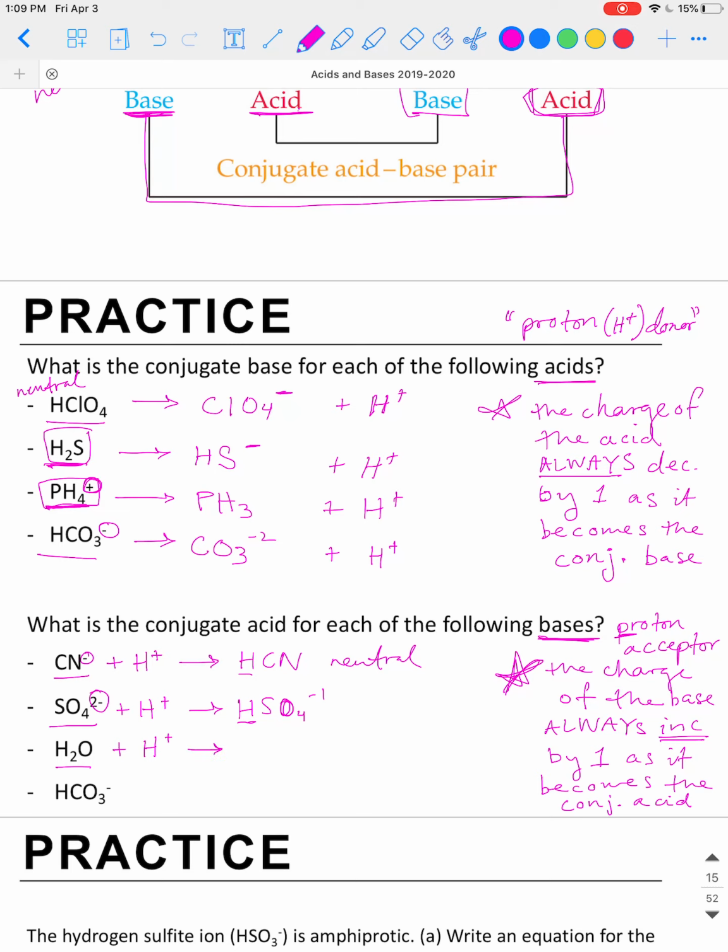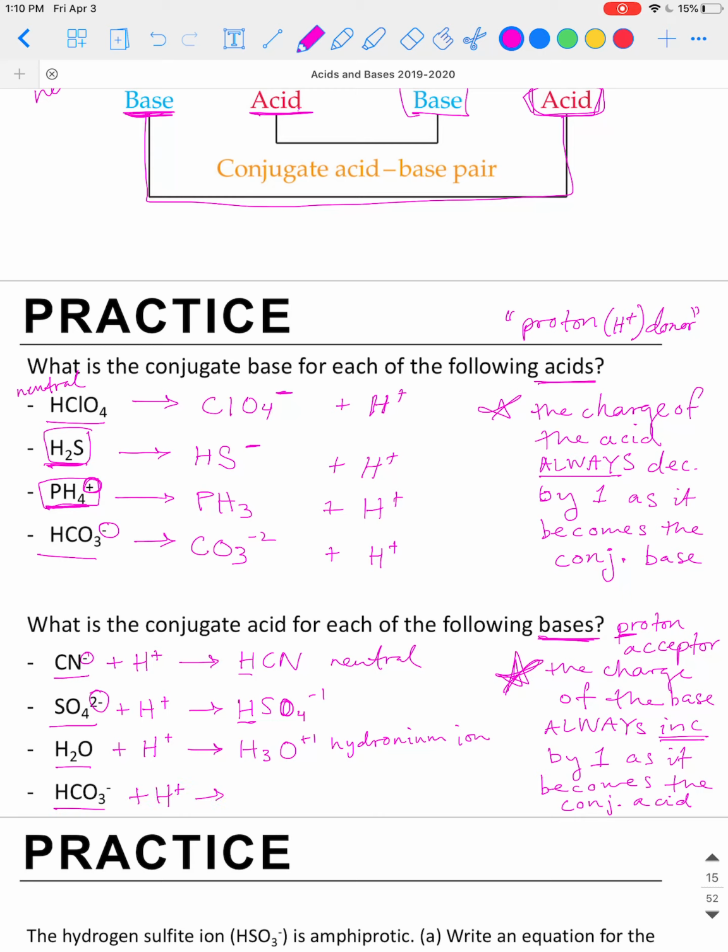Water. Water's our next base. We know water can accept a hydrogen. We've seen it done. What does it form? We had a special word for it. It forms H3O. It was neutral. If we add 1, it becomes a +1. We call this the hydronium ion, H3O+.